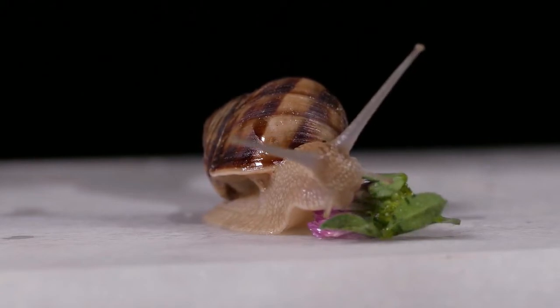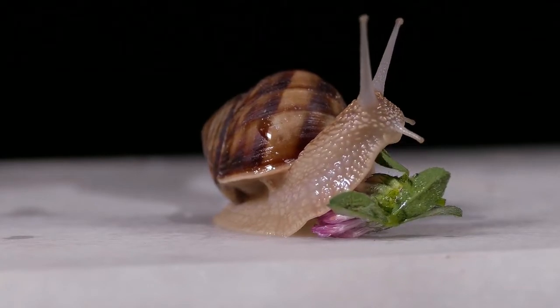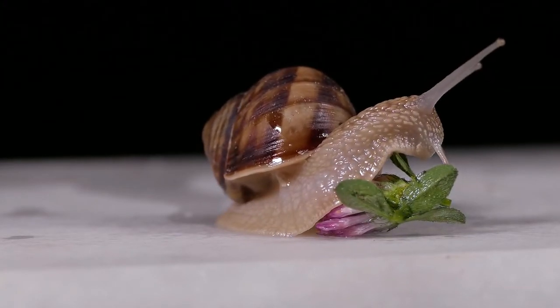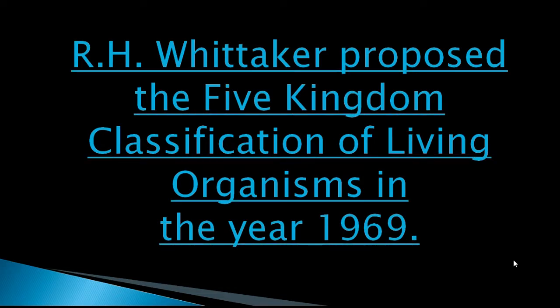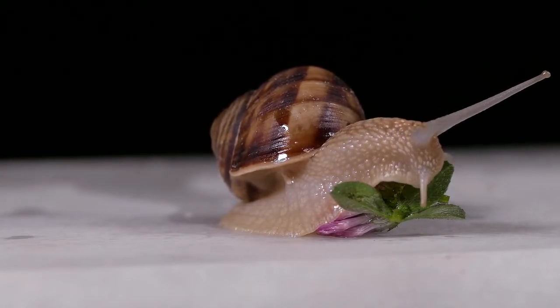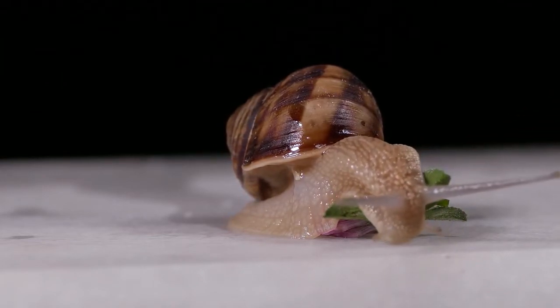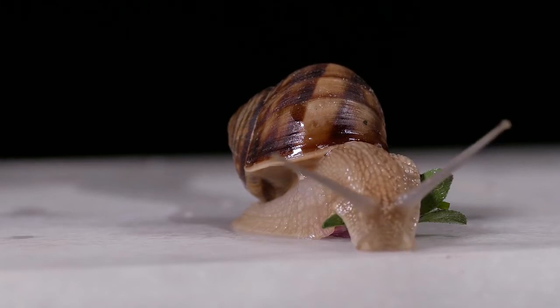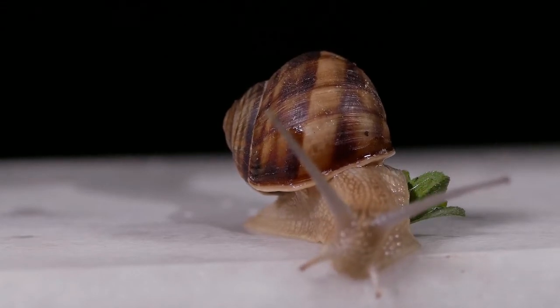So after studying and researching a lot, it was the American biologist R.H. Whittaker who brought a revolution in the field of classification of living organisms in the year 1969. R.H. Whittaker divided living organisms into five major kingdoms, which is the highest classification unit or taxon, on the basis of cell structure, mode and source of nutrition, and body organization or body structure.